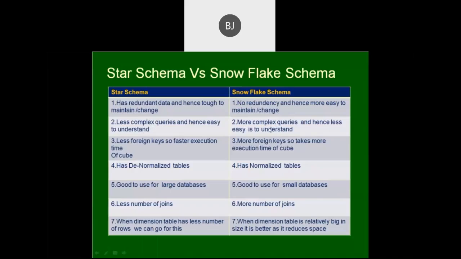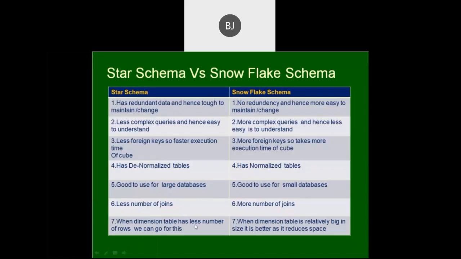Okay, more joins, so it's more complex. Less foreign keys because there are fewer primary key tables; more foreign keys. Has denormalized data, has normalized data. Good to use for large databases, good to use for small databases. Fewer joins, or more joins, because of fewer dimension tables.